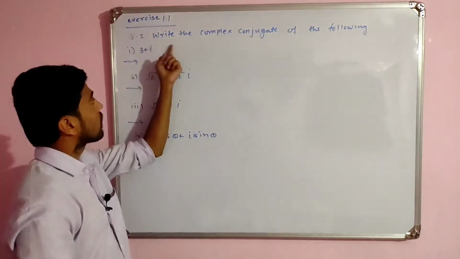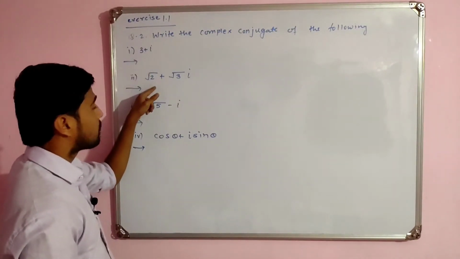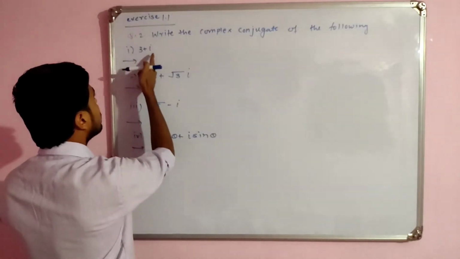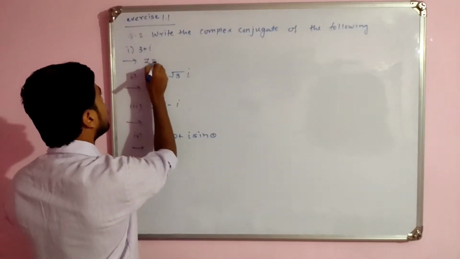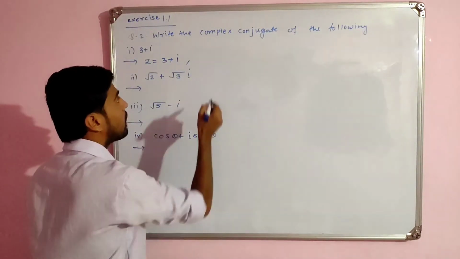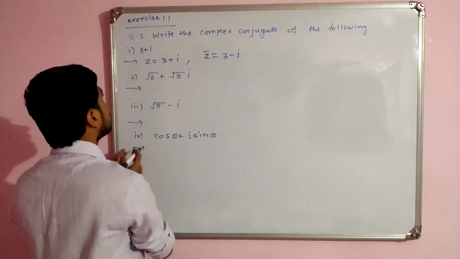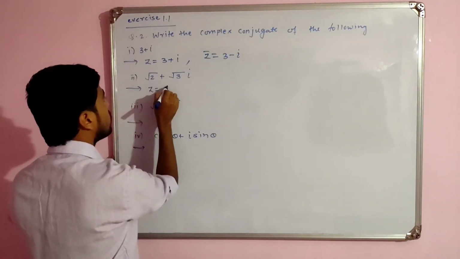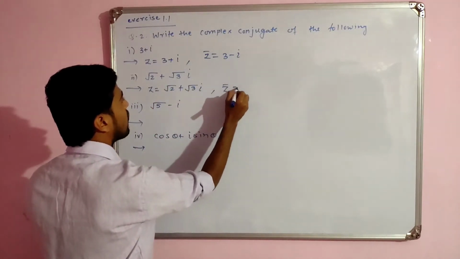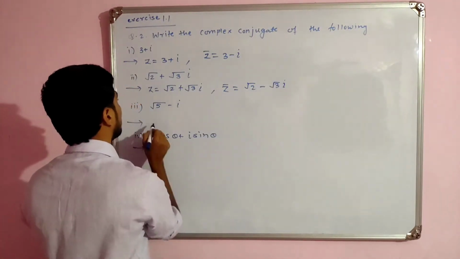Question number second, write the complex conjugate of the following. So हे जे काही नंबर्स दिलेले आहेत आपल्याला त्यांचा आपल्याला कॉम्प्लेक्स कॉन्जुगेट फाइंड करायचा आहे. सो फर्स्ट सी 3 plus I, that means Z is equal to 3 plus I, मग कॉम्प्लेक्स कॉन्जुगेट which is denoted by Z bar. So Z bar काय आहे 3 minus I, simple complex conjugate. Second, Z is equal to root 2 plus root 3I. So Z bar is equal to root 2 minus root 3I. This is the complex conjugate.